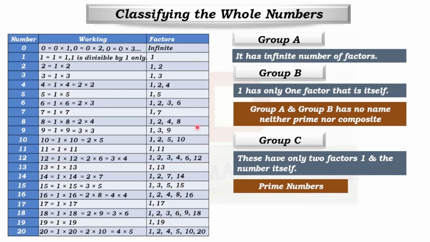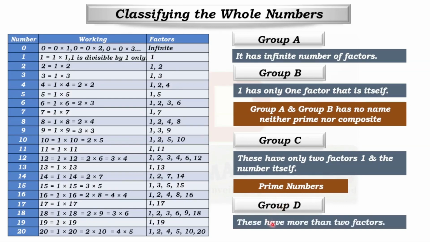1, and the number itself. All such numbers which have only two factors, and these are 1 and the number itself, are called prime numbers. Group D comprises the numbers which have more than two factors. These are 1, the number itself, and must have some other factor or factors also.